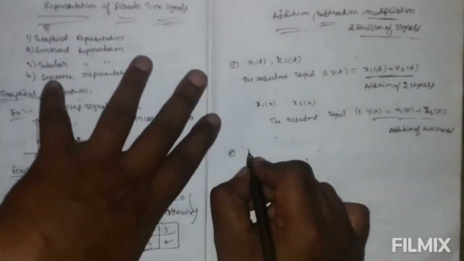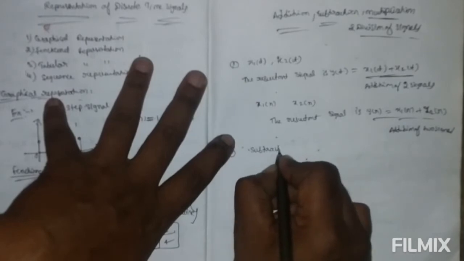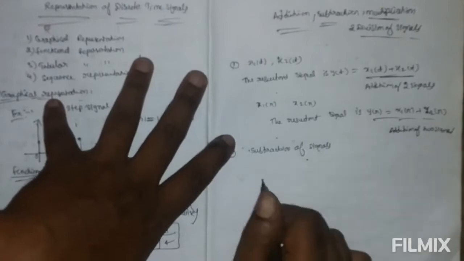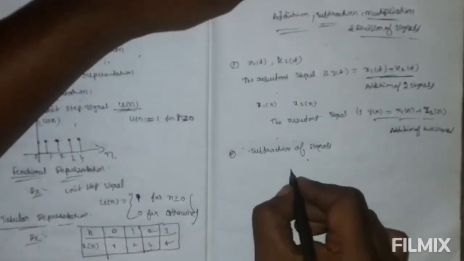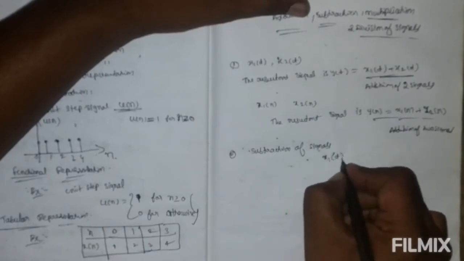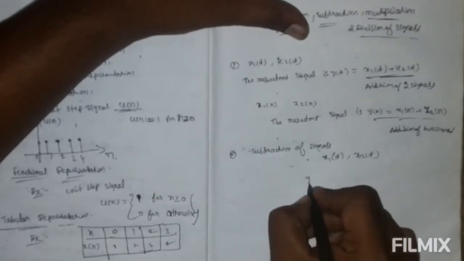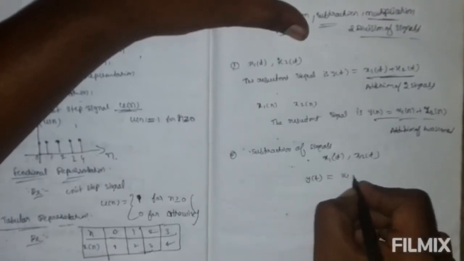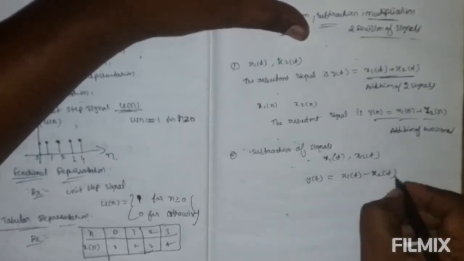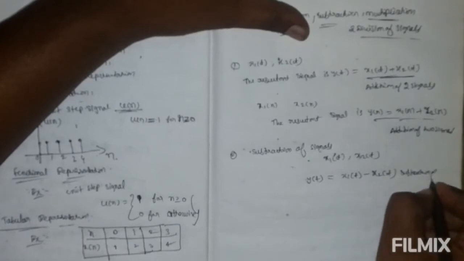Coming to the subtraction of signals. When we take x1 of t and x2 of t, the resultant subtraction of the signals is y of t equal to x1 of t minus x2 of t. This is the subtraction of signals.